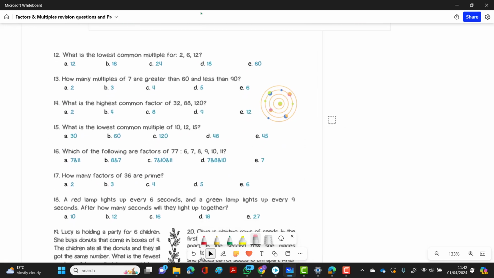Okay, let's move here. What's the lowest common multiple of 2, 6, and 12? Well, 12 is in all of them, so you can go straight away. 12 is A.